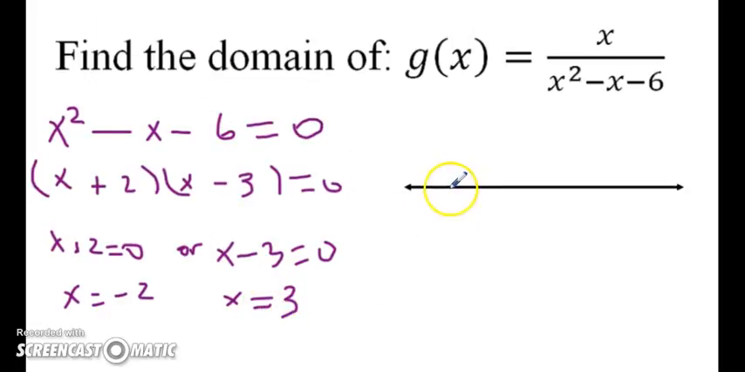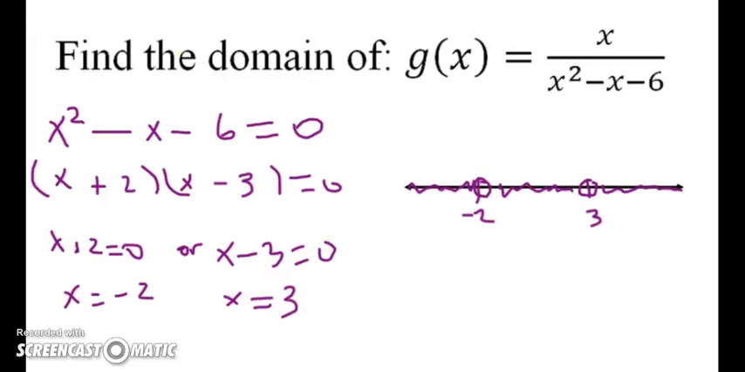Let's see what that looks like. Let's see, this is negative 2, and here's 3 on the number line. That divides the real numbers into 3 intervals. All the numbers that are in the domain would be all the numbers on this side of negative 2, but not negative 2. Make an open circle. All the numbers on this side of negative 2 all the way to 3, open circle. And then the last interval would be from 3 to positive infinity.